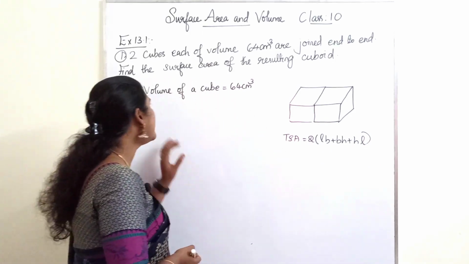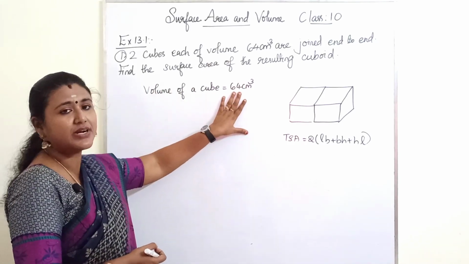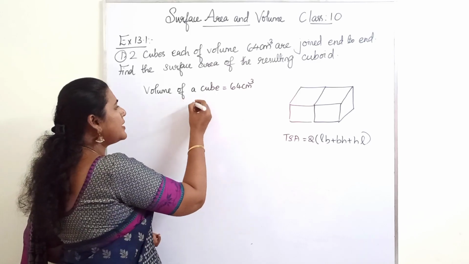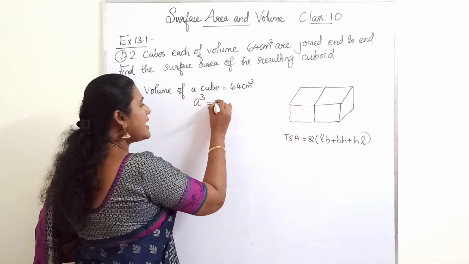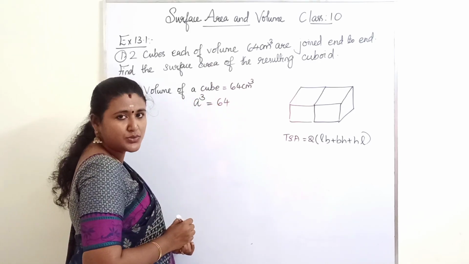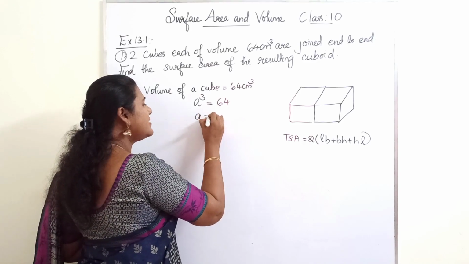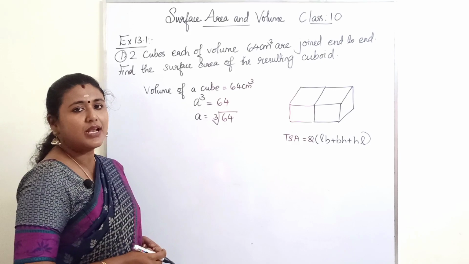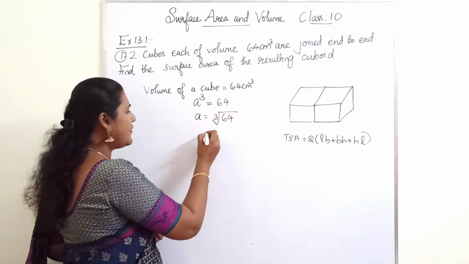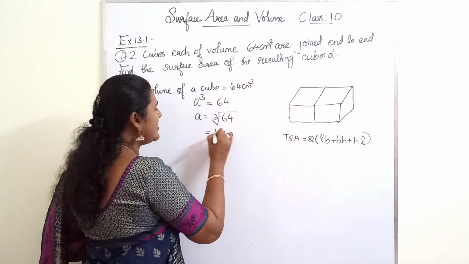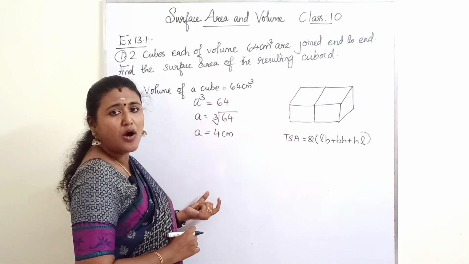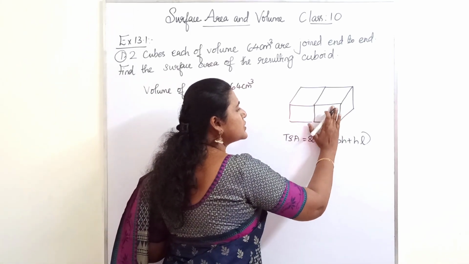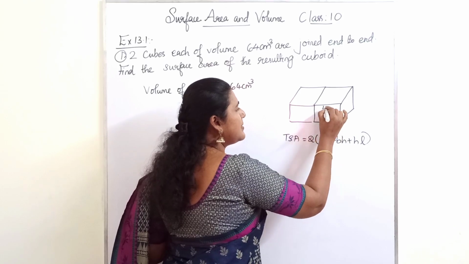But what is given? Volume of a cube is given as 64 centimeter cube. So you know the formula for volume of a cube: a cube is equal to 64. From that, first we have to find the value of a. So a will be the cube root of 64, which is equal to 4 centimeter. So we got the side of the cube as 4 centimeter.